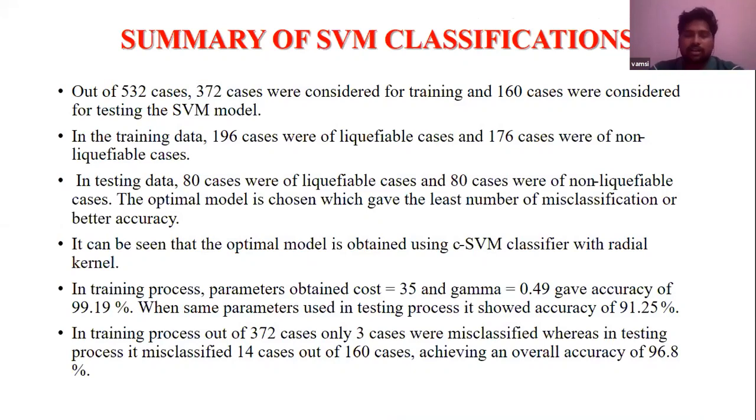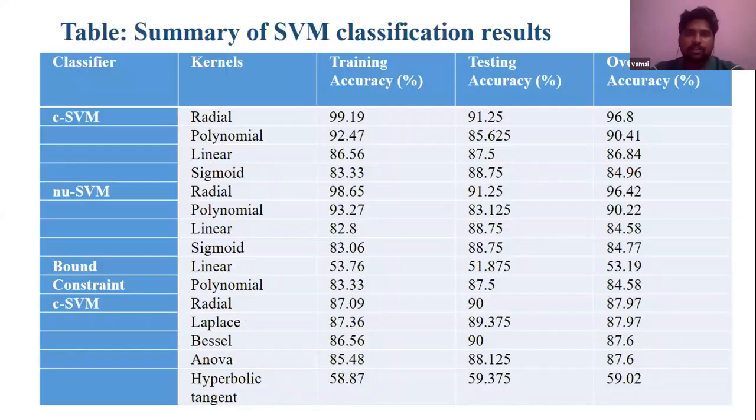And among the above models which we have taken, a C-SVM classifier with a radial basis kernel has given the best results. And this is the summary of this. This is the conclusion.